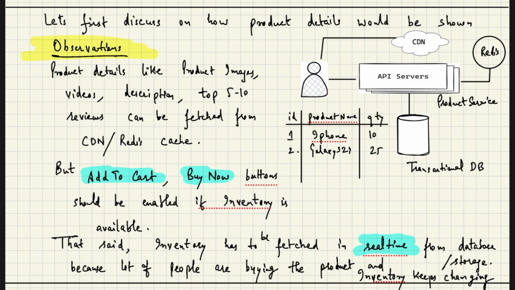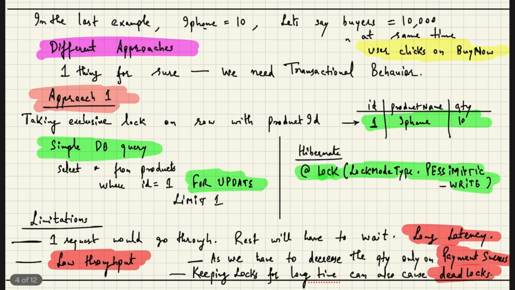So let's move further. Now, for example, in the last example we have seen, we have the iPhone. There are 10 quantity for the iPhone, but let's assume in our use case the buyers are 10,000, and at the same time every user clicks on buy now, right? What would happen? The resources are very limited, and the buyers are 10,000. There's a high contention here, right?